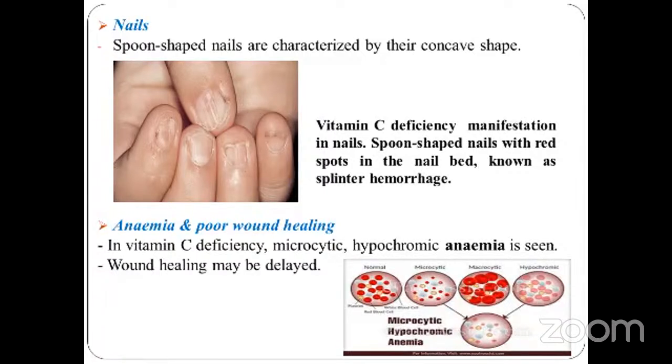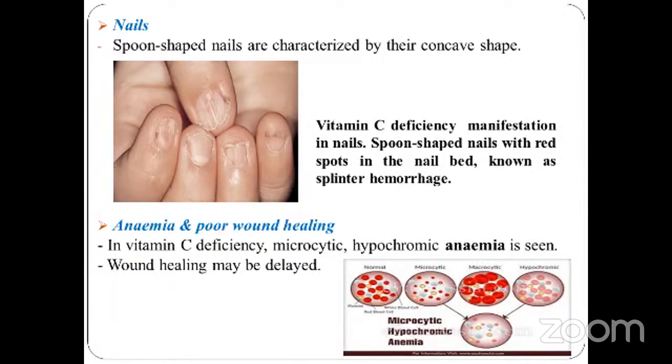So, what is the difference between these two? In case of vitamin C deficiency, the manifestation in nails is spoon-shaped nails, of course, with red spots in the nail bed, and they are called splinter hemorrhage. So, spoon-shaped nails along with splinter hemorrhage or red spots in the nail bed, then we can say it is because of vitamin C deficiency. If there are only spoon-shaped nails plus generalized weakness, we can say that the person is suffering from iron deficiency anemia.